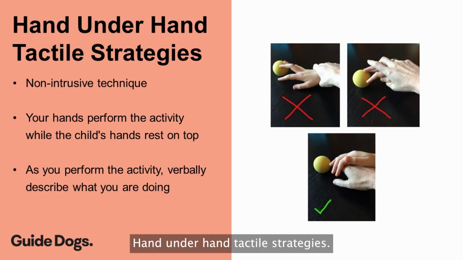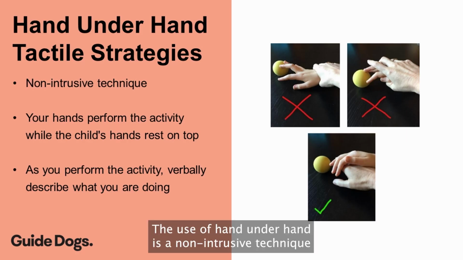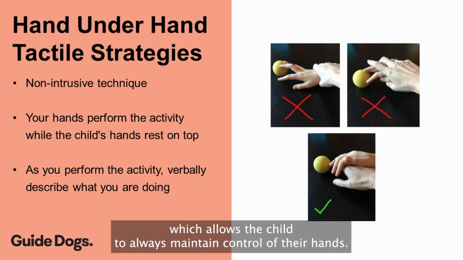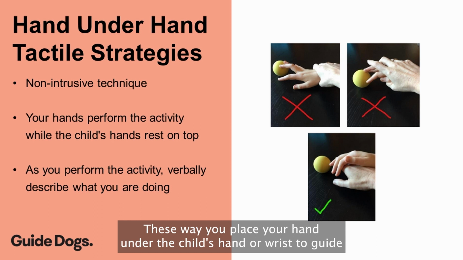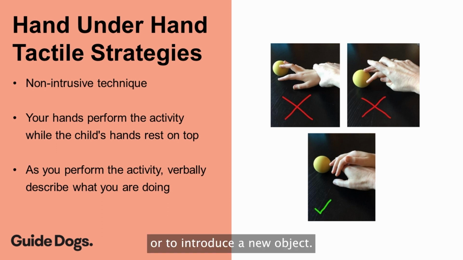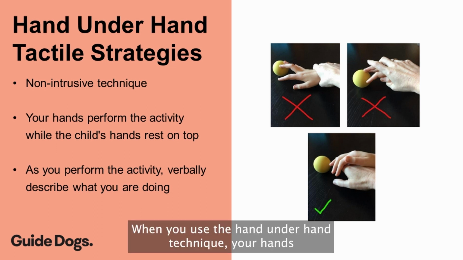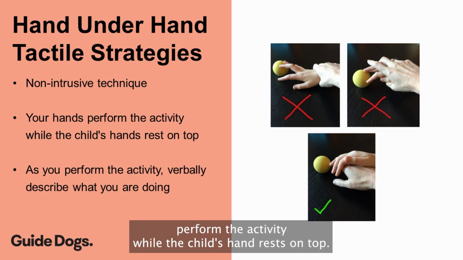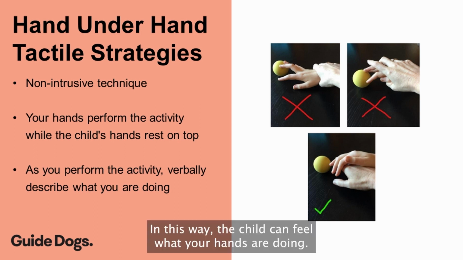Hand-under-hand tactile strategies. The use of hand-under-hand is a non-intrusive technique which allows a child to always maintain control of their hands. It is where you place your hand under the child's hand or wrist to guide their hand towards an object, perform an action, or to introduce a new object. When you use the hand-under-hand technique, your hands perform the activity while the child's hand rests on top. In this way, the child can feel what your hands are doing.